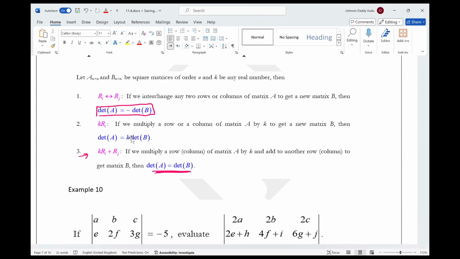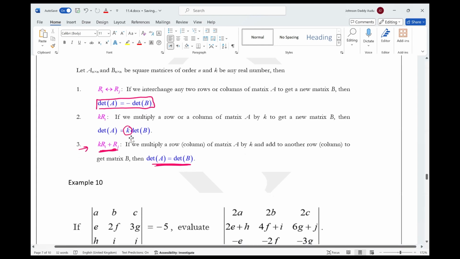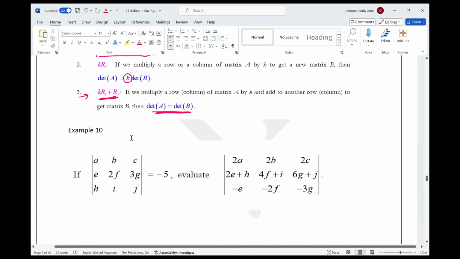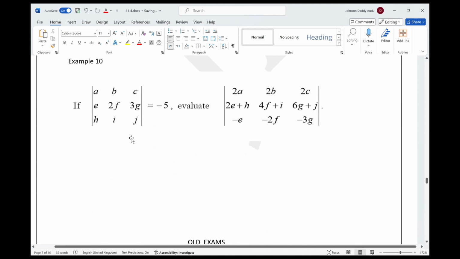Number three does not affect the determinant. The determinant will remain unchanged. But the first one, which means interchanging rows or columns, will affect the determinant by a minus. The second one, when you multiply a row or a column by a constant, it will also affect the determinant. You have to multiply by k. But if you apply this row operation, this type, then it does not affect the determinant.